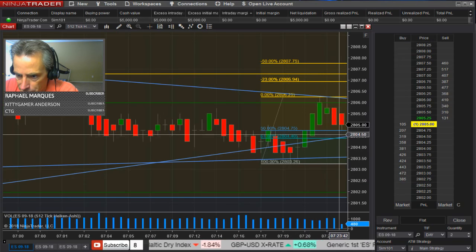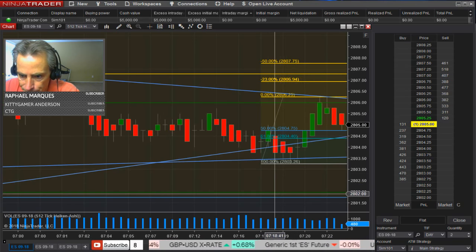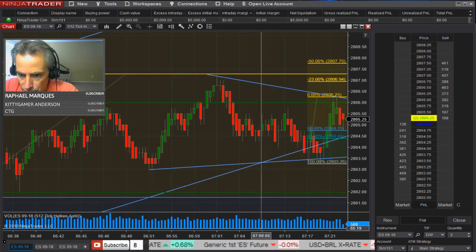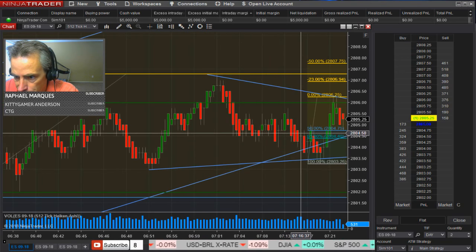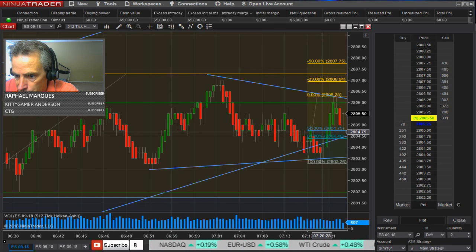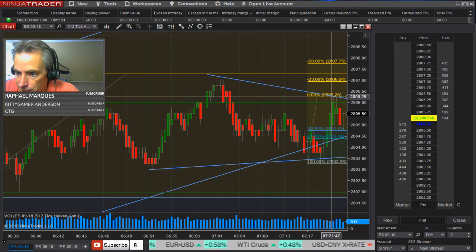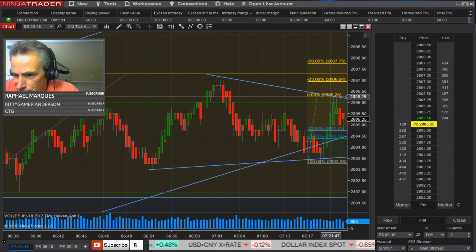So it did come down to our 50% retracement area. We won't take that trade. The reason being is it's still a little bit low for the risk to reward management. Our entry would be right around 2804.75. You're looking at about a point and a half.